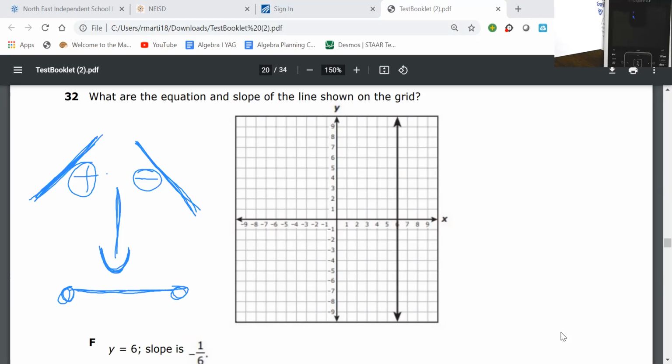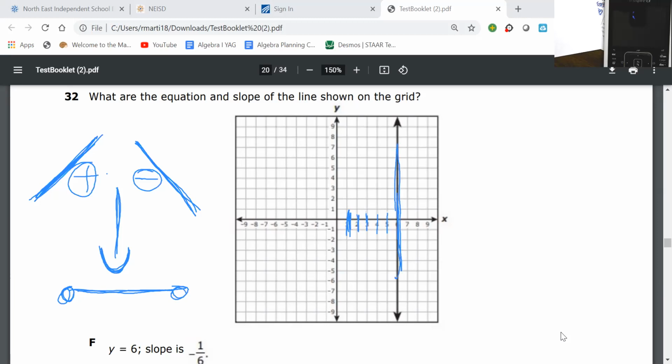Okay, so just knowing that, look at what they gave you. What kind of slope is that? It's undefined. It's a vertical line. The only thing you need to figure out now is what's the equation for it. Well, there's x equals 1, x equals 2, x equals 3, 4, 5. So this is x equals 6.